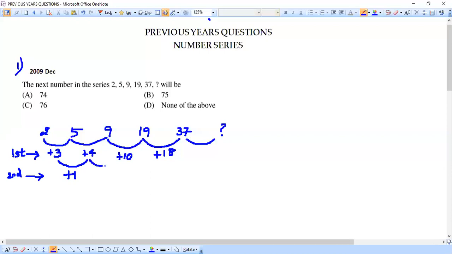Next, I have plus 4 to plus 10. So that means 4 plus some number I need to do to get this 10. So that means 4 plus 6 I can do. Is it or not? So 4 plus 6 will give me 10. Next, 10 and 18. So here they have done plus 8. That is 10 plus 8 will give us 18. So this way they have done. So we have completed the first level difference.